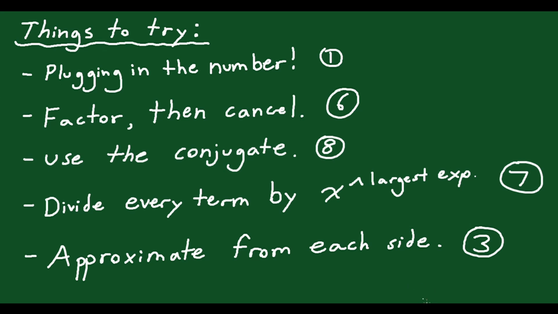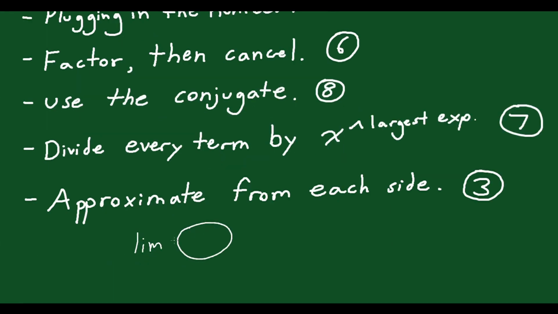And then finally, if you really don't know what to do, nothing else worked, or maybe you haven't tried everything else and you're drawing a blank, you can always try to approximate from each side like we did in question 3. And you can do that by visualizing it with the graph itself. If you don't have the graph itself, you can try to plug in numbers that are close to what you're approaching. So for example, if the limit of whatever the function is has x approaching 0, well, try to plug in values of x like 0.1, then plug in 0.01, 0.001.